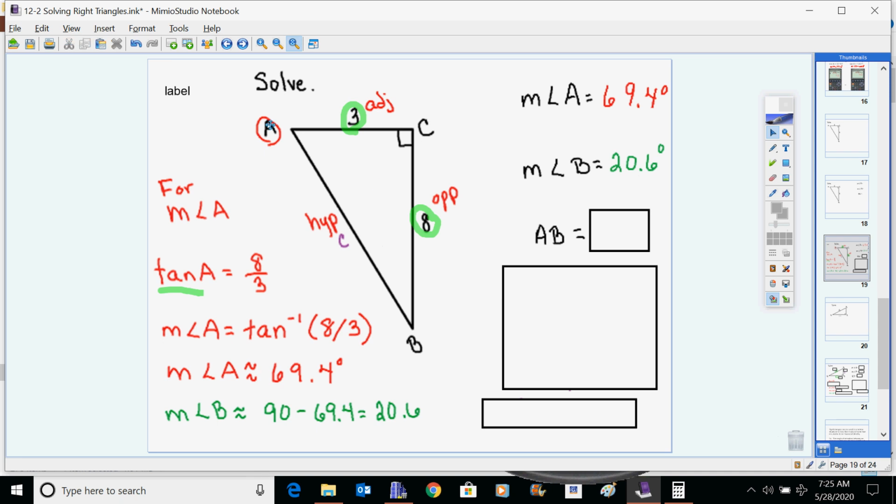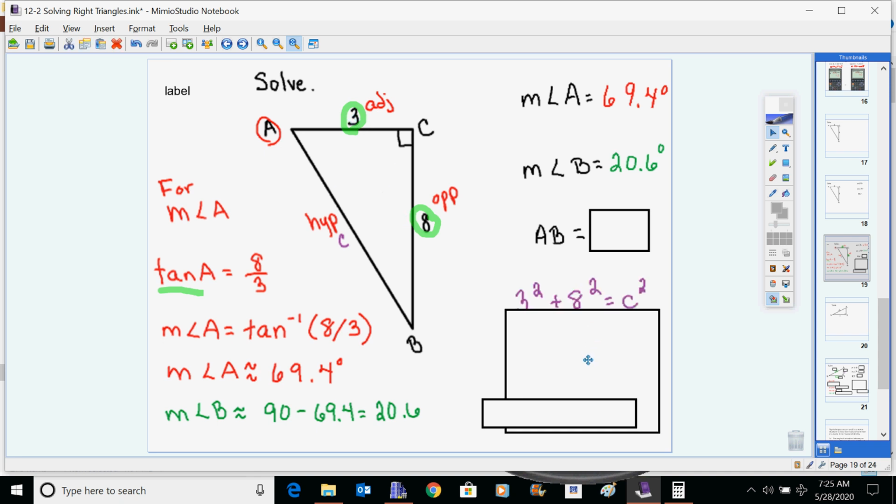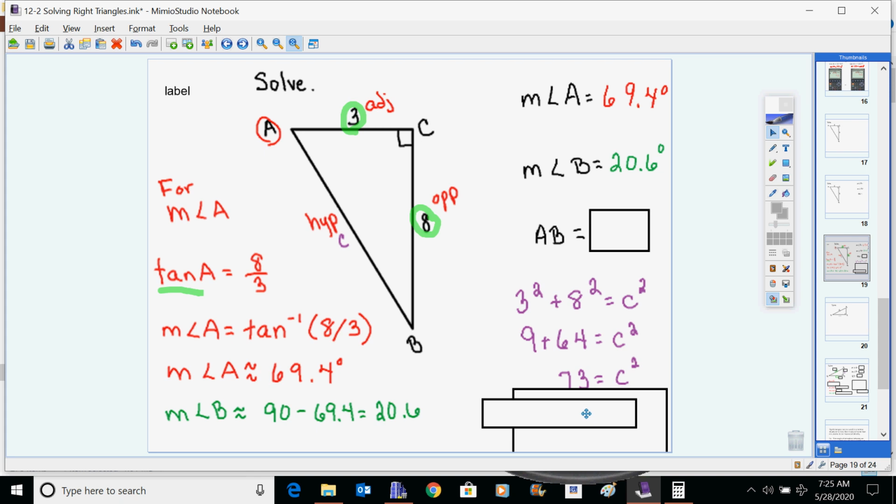Now what about AB? If you wanted to, you could do something with trig, with sine or cosine or tangent, but it's much easier at this point to use the Pythagorean theorem, a squared plus b squared equals c squared. Leg squared plus leg squared equals hypotenuse squared. So 9 plus 64, 73. We need to square root it. But especially in the case of solving right triangles, most of the time it's good to get an approximate value.